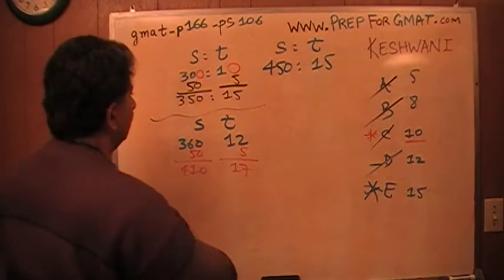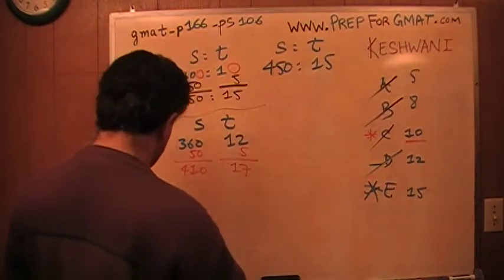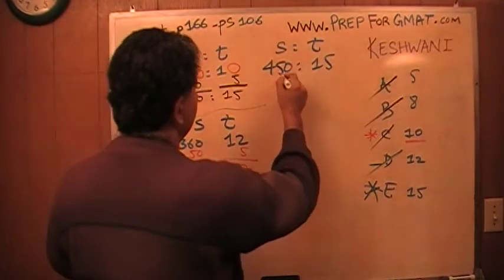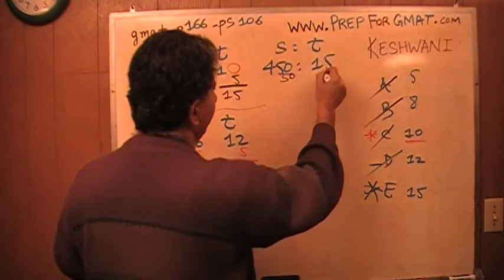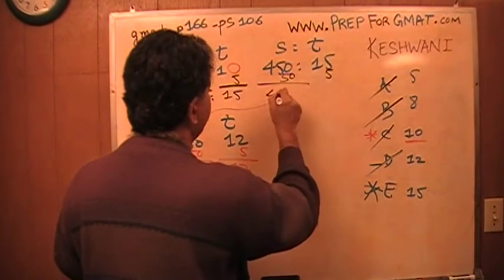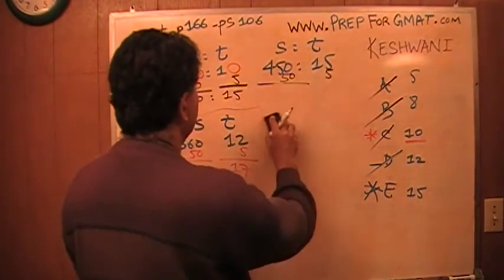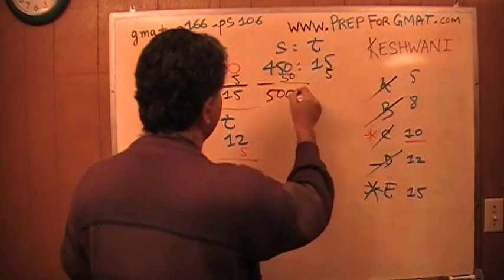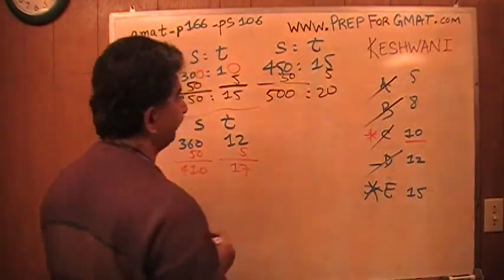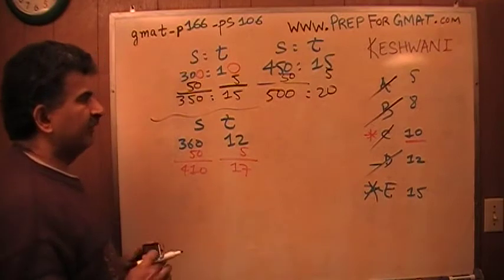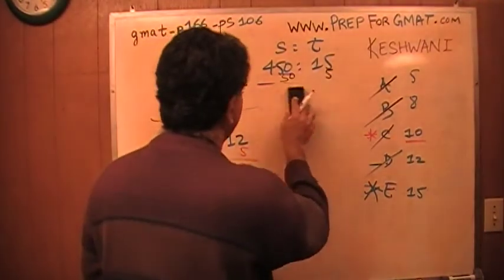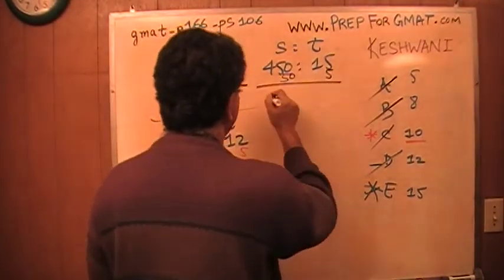And then we get 50 more students and 5 more teachers. So I end up with 500 to 20. What is 20 times 5? Let me write it in a little bit neater handwriting.